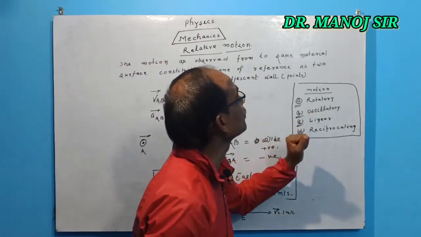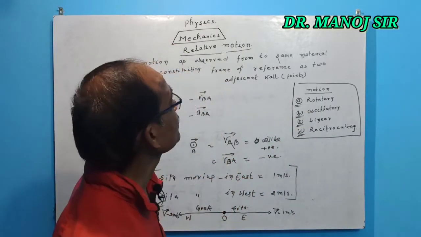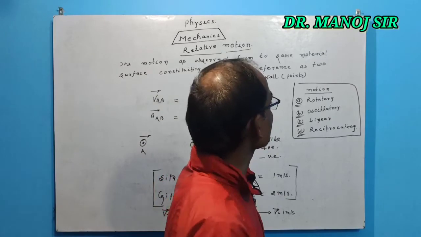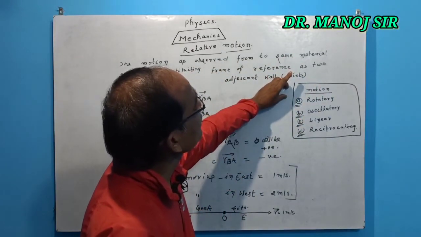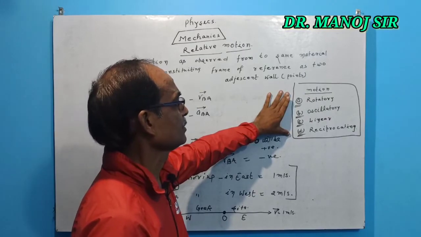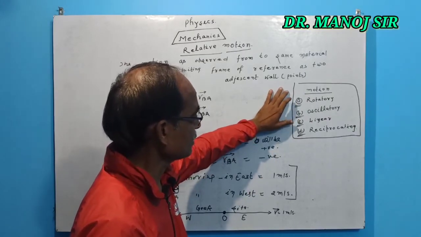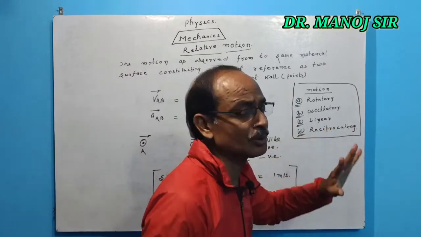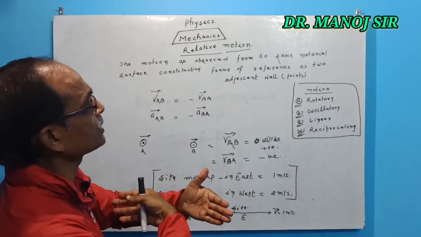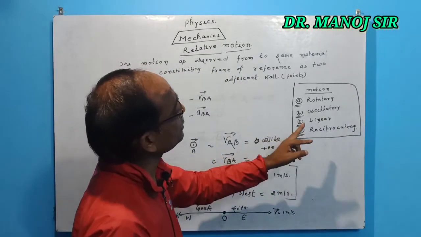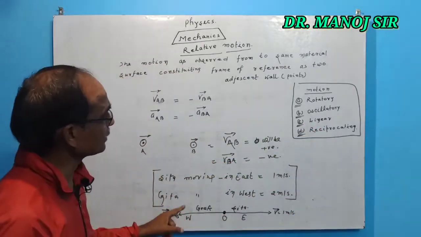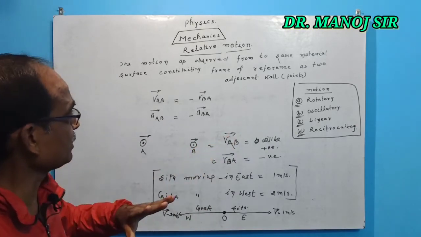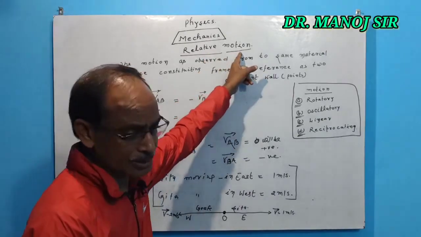According to the type of motion, we study the classes below. Motion can be of many types: rotatory motion, oscillatory motion, linear motion and reciprocating motion. Motion going in opposite directions we call reciprocating motion. That motion, started from a reference point, is known as relative motion.